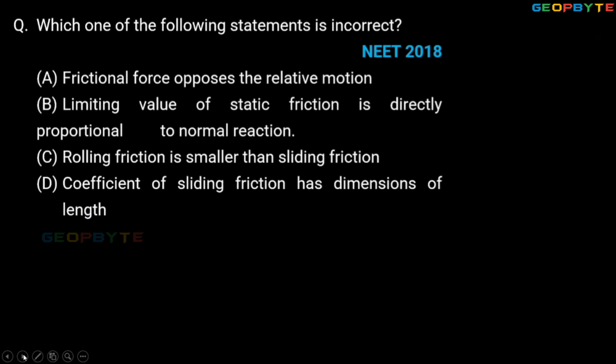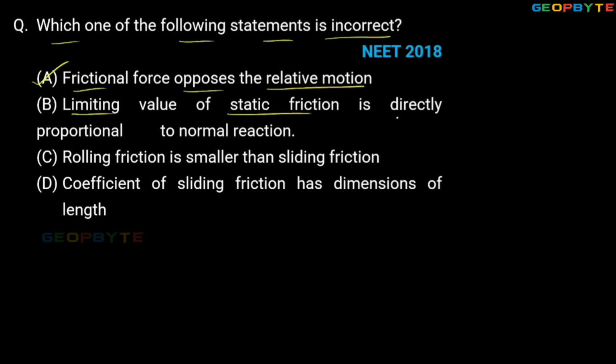Then look at another concept oriented question. It is asking like this. Which one of the following statements is incorrect? You are asked to decide the wrong statement. Option A, frictional force opposes the relative motion. Absolutely correct. Though that is correct, that is not our option because the wrong statement is our option. So this is a correct statement.